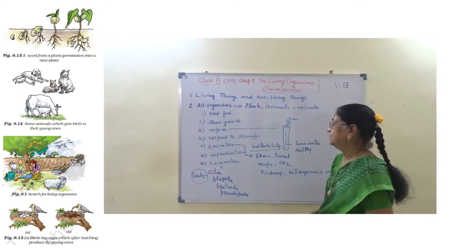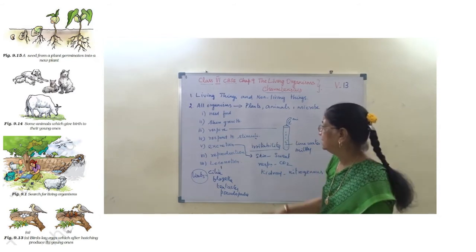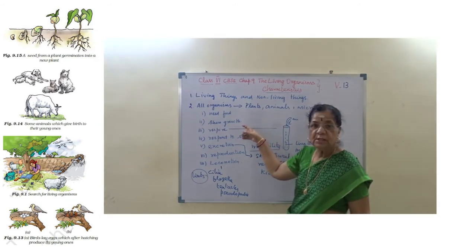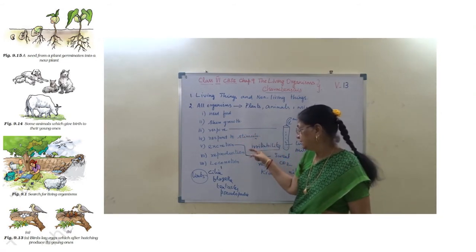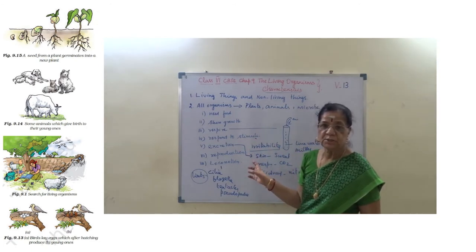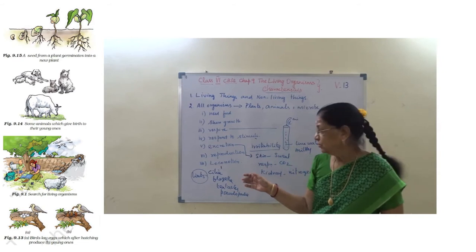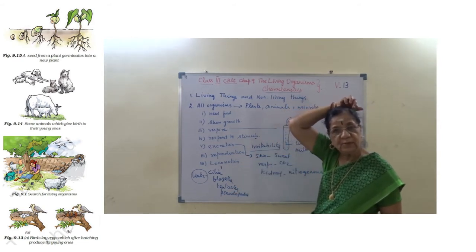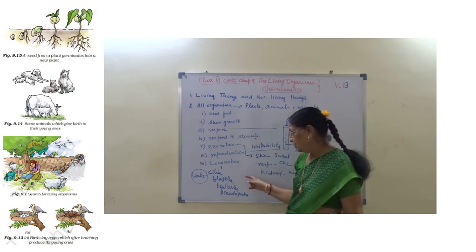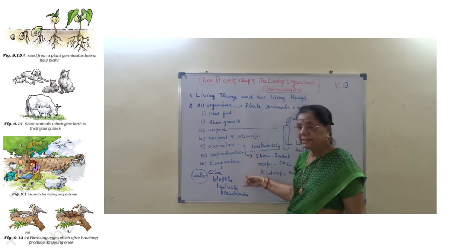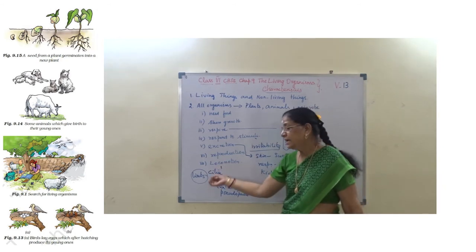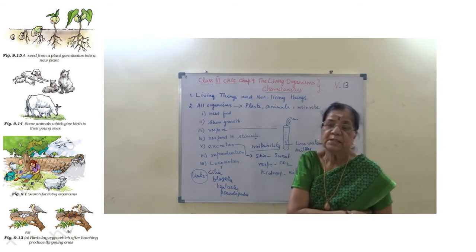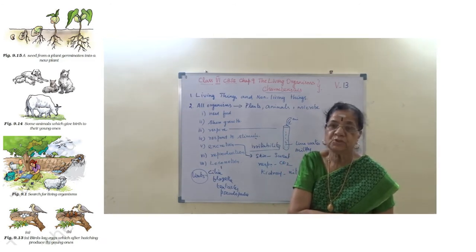We'll continue. So living organisms need food and show growth. Organisms respire, respond to stimuli, and show excretion, reproduction and locomotion. Locomotion we are talking about today. These are the locomotory organs for lower organisms, in animals: cilia, flagella, tentacles and pseudopodia. I hope you understand. Whereas in higher animals, they are upper and lower limbs, otherwise forelimbs and hind limbs.